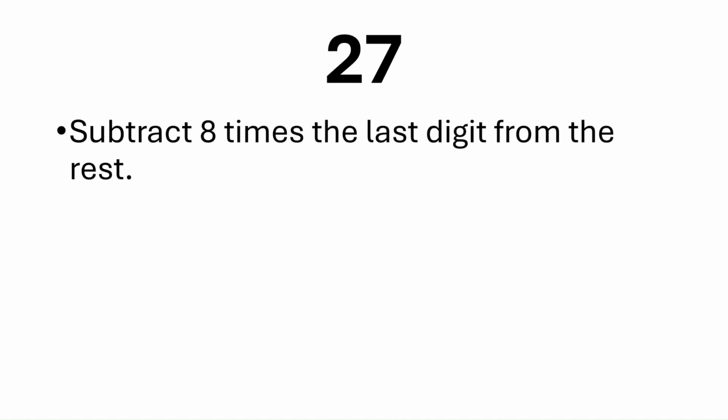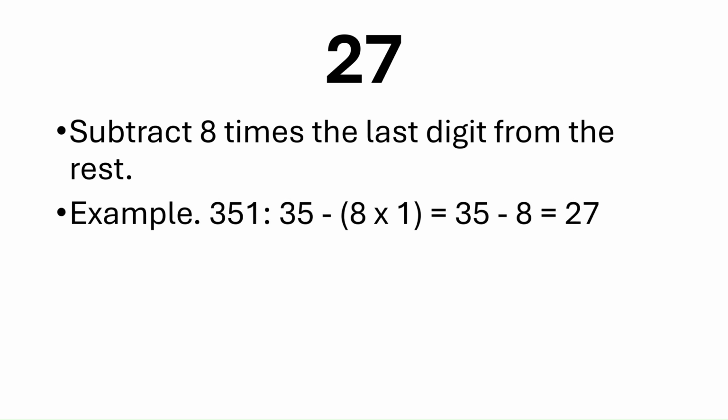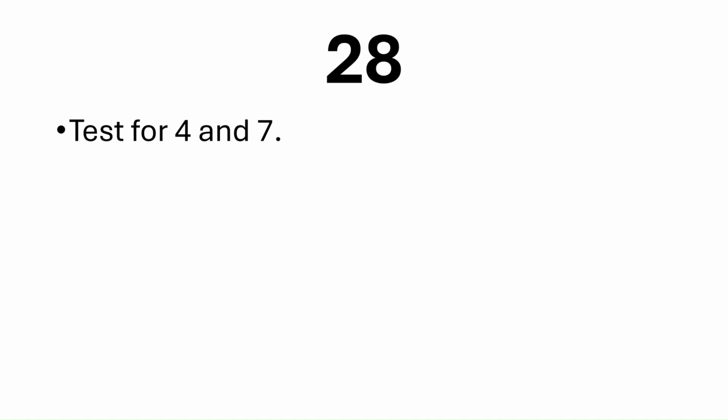25. The last two digits are 00, 25, 50, 75. 26. Test for 2 and 13. 27. Subtract 8 times the last digit from the rest. Example: 351. 35 minus 8 by 1 equals 35 minus 8, which is 27. 28. Test for 4 and 7.